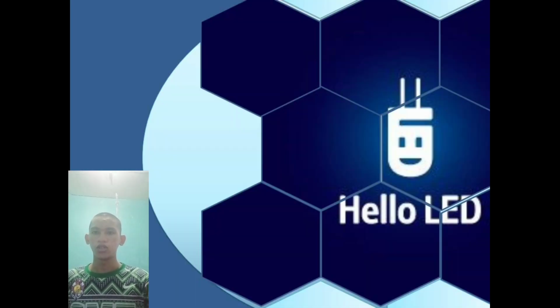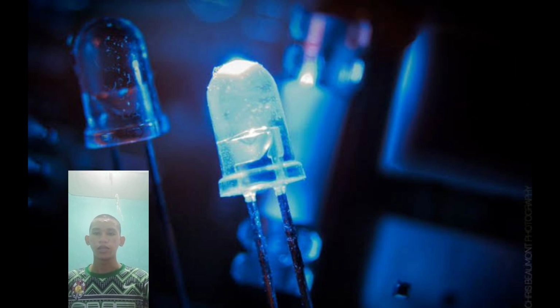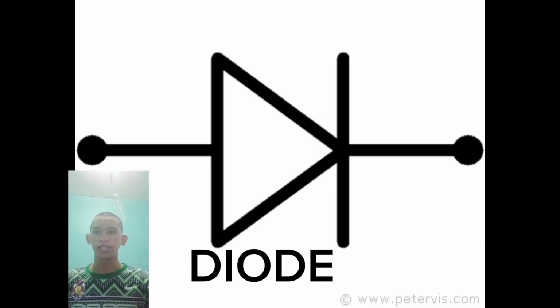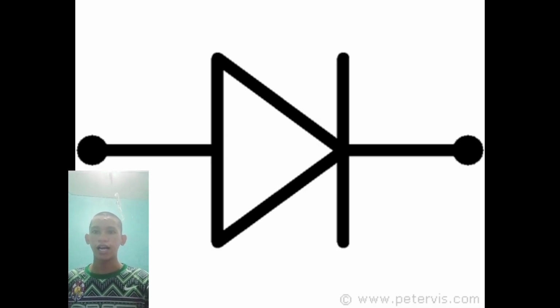So in this video, we're going to know what is an LED, or a light emitting diode. Before that, we are going to know what a diode is, because a light emitting diode, or LED, is just one kind of diode. A diode is a semiconductor device that essentially acts as a one-way switch for current. It allows current to flow in one direction, but severely resists flow in the other direction.